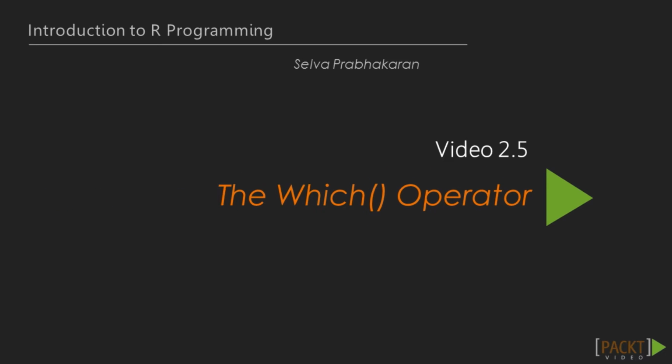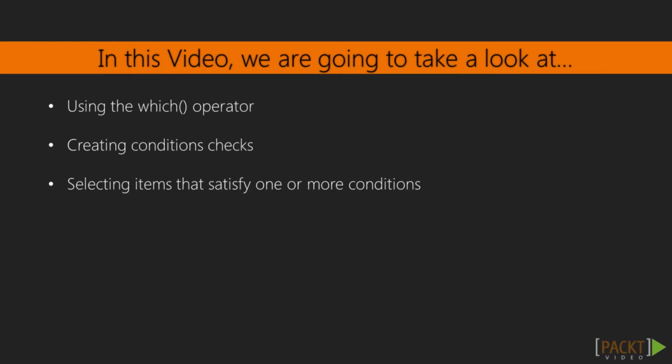Now that we know how to deal with missing values, it's desirable to have greater control over filtering the exact items as per your need. The which operator helps you achieve this. In this video, we're going to understand the usage of the which operator. We'll then move on to creating the condition checks, and finally, we'll learn to select items that satisfy one or more conditions.